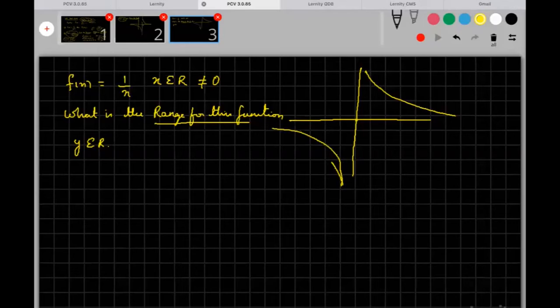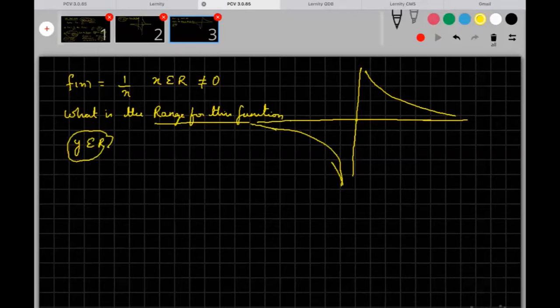So it can look like any number, it can be anything. Except that when it goes to infinity, it will touch 0. So there is no exception. So it can be any number. So y will also belong to R.